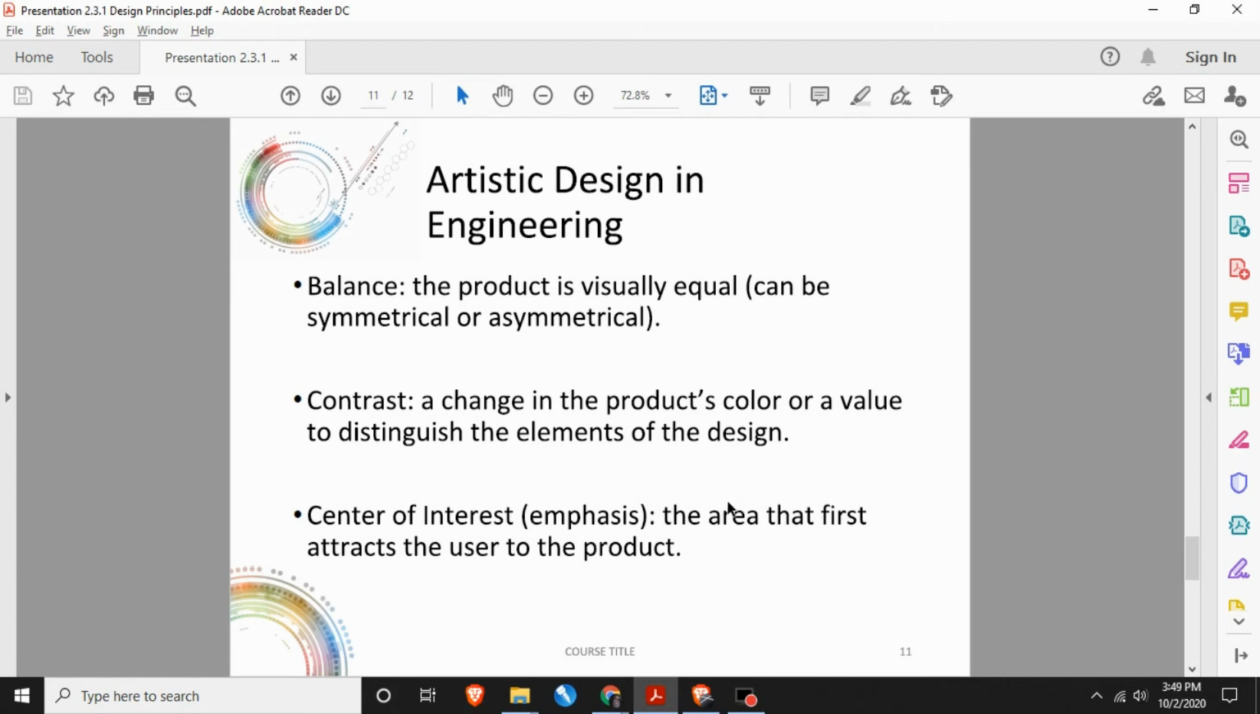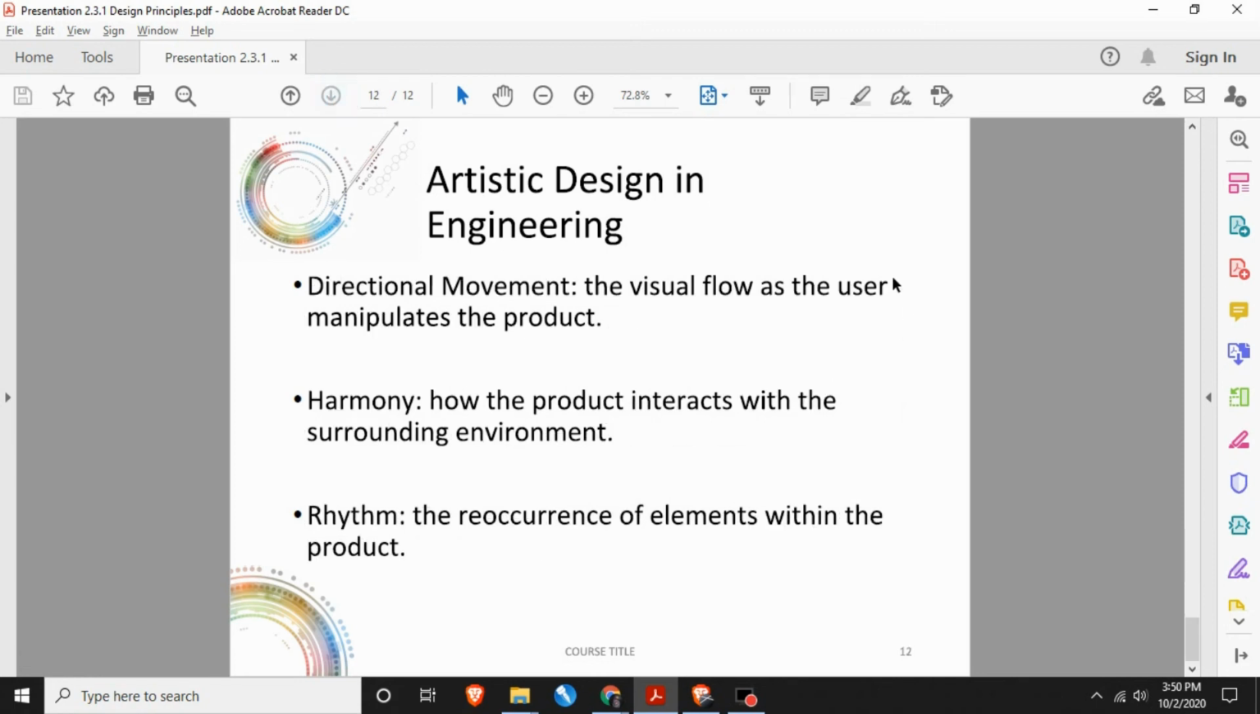Center of interest, the area that first attracts the user to the product. Let's go back to cars. It doesn't matter how good a car performs. If it is just absolutely ugly, not as many people are going to buy it. And that's why especially super high performing cars are designed to look where it just draws you in first, and then performance comes second. Because if you don't like the look of the car, it doesn't matter how well it performs. You're not going to buy it. So you want to focus in on these elements.